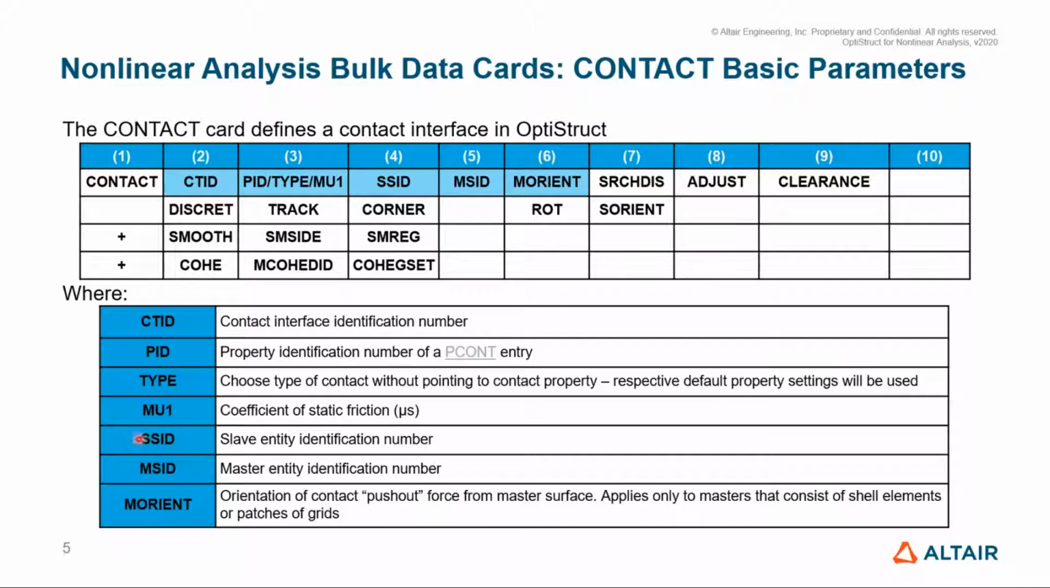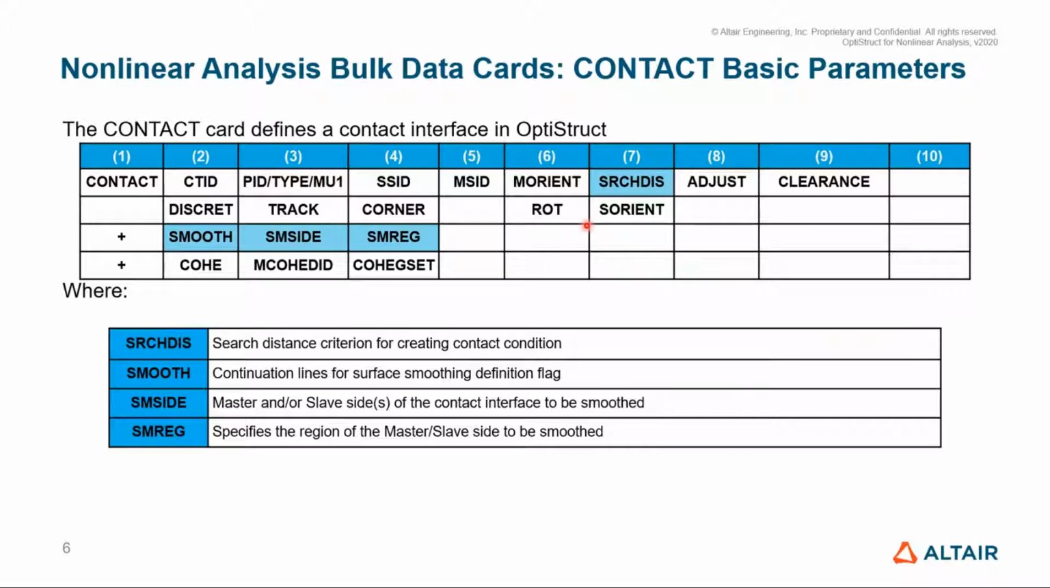Okay, then we will need to put in our slave and also our master, right? So this is the slave surface ID and then the master surface ID, right? And also, of course, the orientation of your master, because shell elements can have both sides, right? So you need to define which side is actually pointing towards the contacting surface.